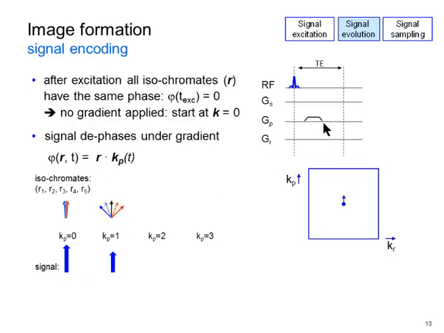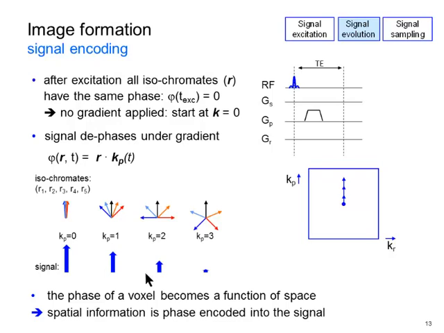For applying a little gradient, you see that all the individual isochromats located at different spatial origins are getting individual phases. If we increase this integral underneath this gradient, this phase accrual is increased. And you see, by the way, that the signal is decaying, which we know, because in the center of k-space we have a maximum of signal. So you can see that the phase of the voxel becomes a function of space and that the spatial information is phase encoded into the signal.